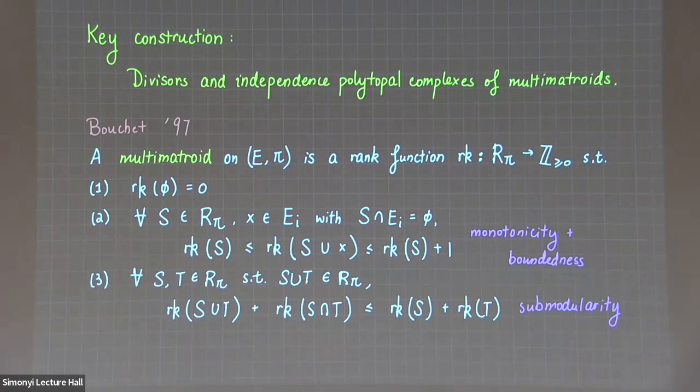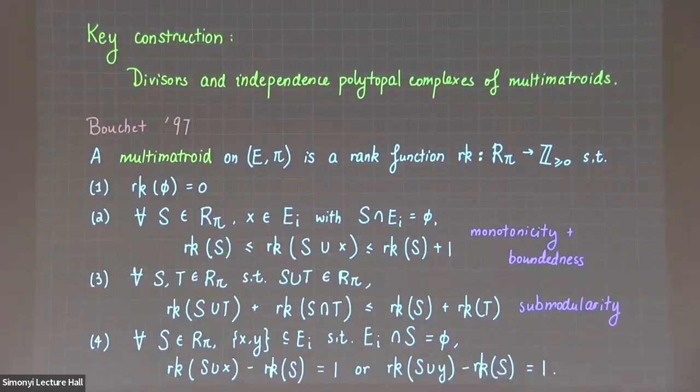The third condition is a submodularity that's also very similar, but this is only for pi-colored sets or pairs of pi-colored sets such that their union is still pi-colored. And then the last condition is rather strange, that's not present in the matroid. If you have a pi-colored set and two elements x and y from a part that's disjoint from this set, you want to be able to say that either x or y has to increase the rank when you augment the original set.